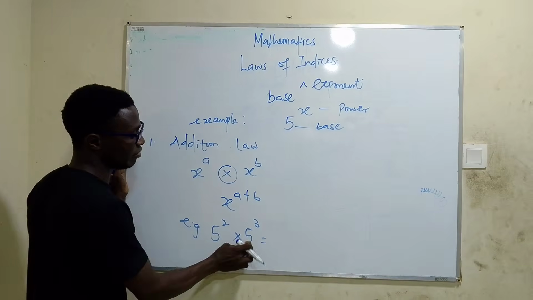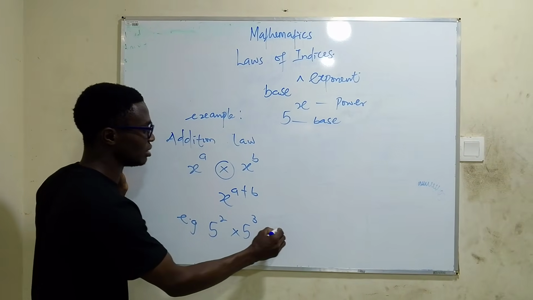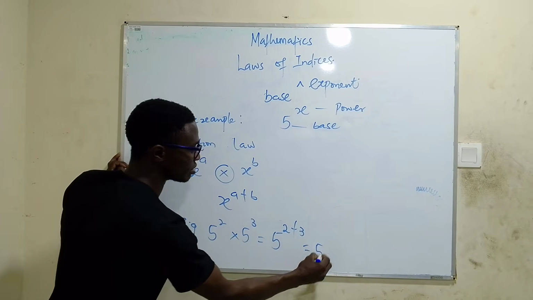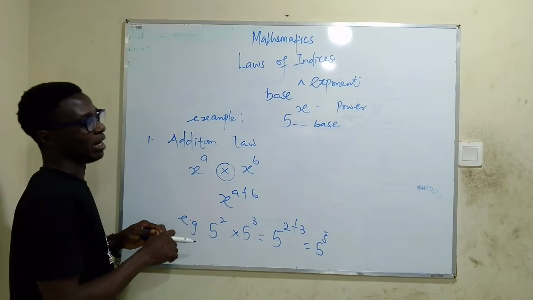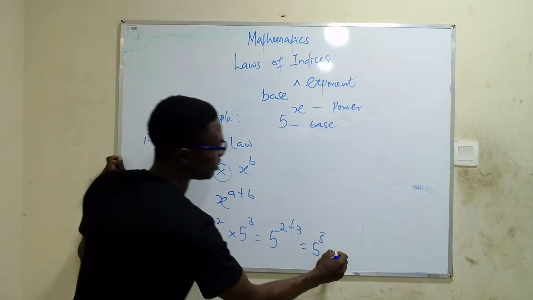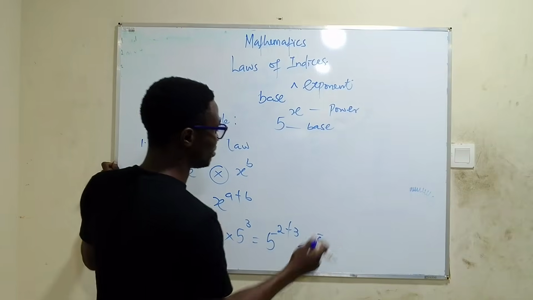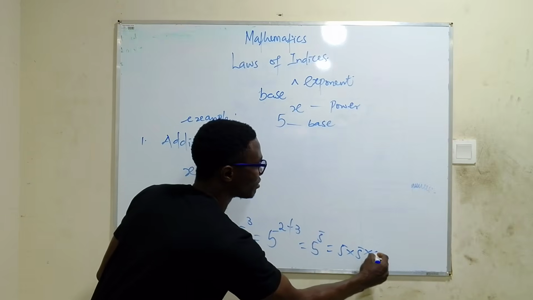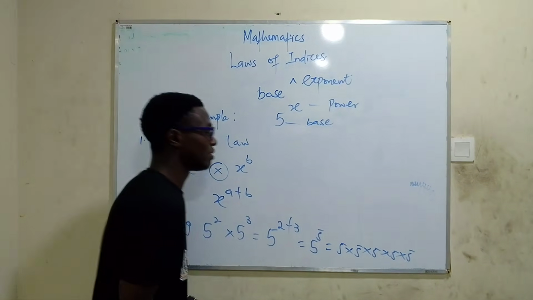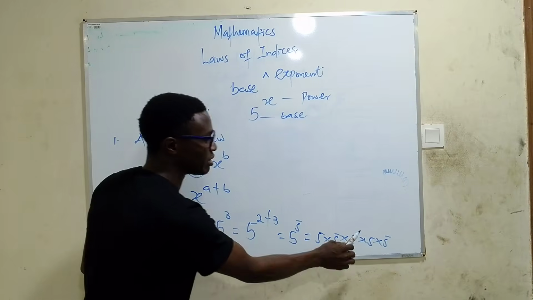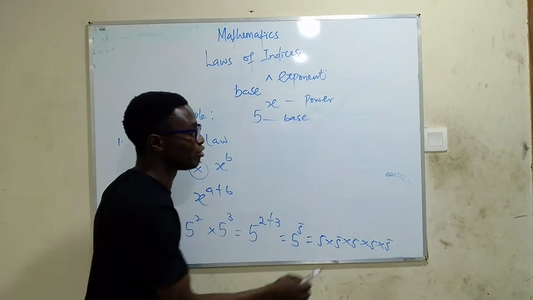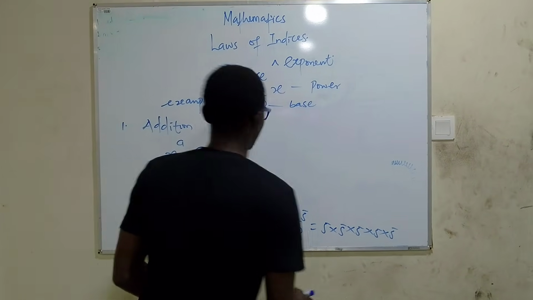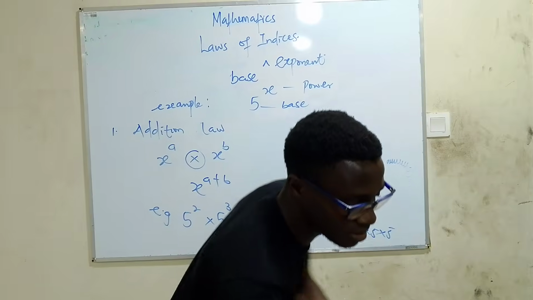In this case, 5 as the base is common. So we take one of it and we add the powers. That's the same thing as 5 raised to power 5. And 5 raised to power 5, we can express as 5 times 5 times 5 times 5 times 5. So that's 5 times 5, 25, 25 times 5, 125, 125 times 5, 625, and 625 times 5 also.